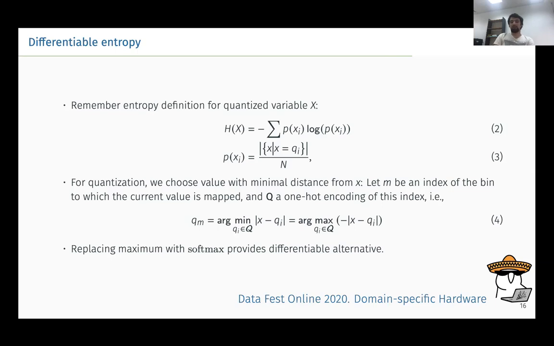How we decide to which value we quantize the floating point value: we take the closest bin, the closest quantized value, and this is argmin of distances between X and Q. And at the moment you see argmin, if you work with neural networks, you need to say, aha, we can replace this with softmax. So we replace argmax with softmax and we acquire differentiable approximations. So now when we have the differentiable approximation, we can use it as a part of our loss function.